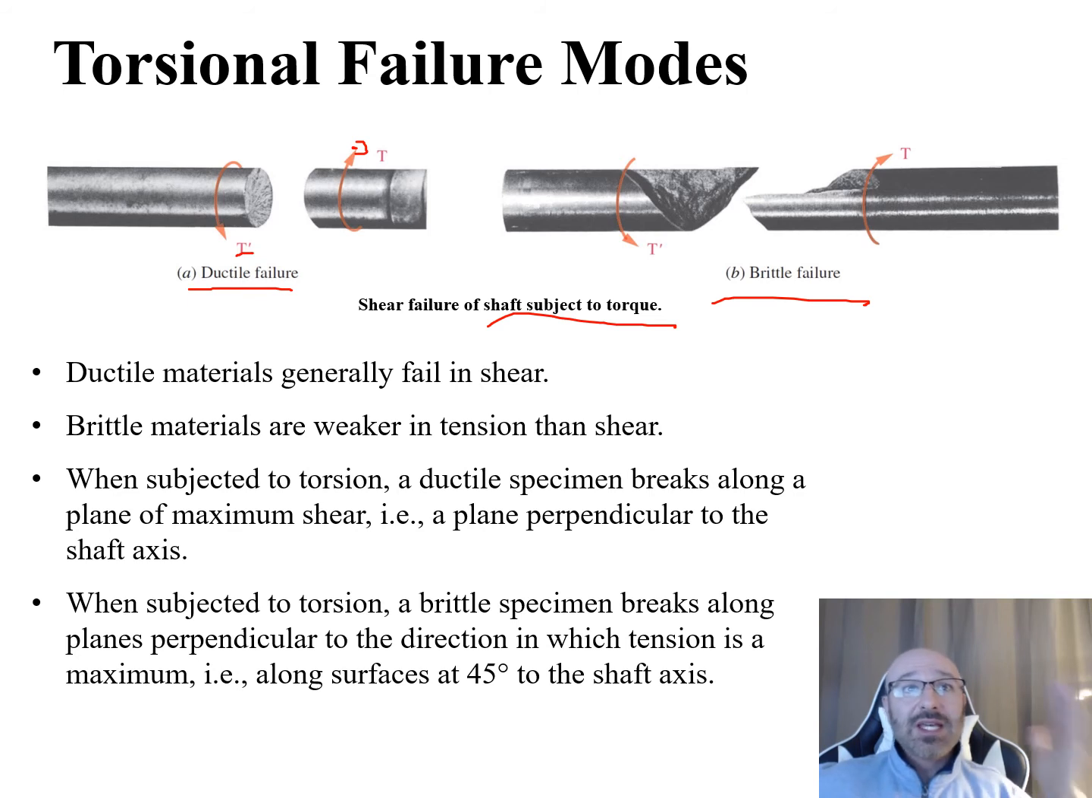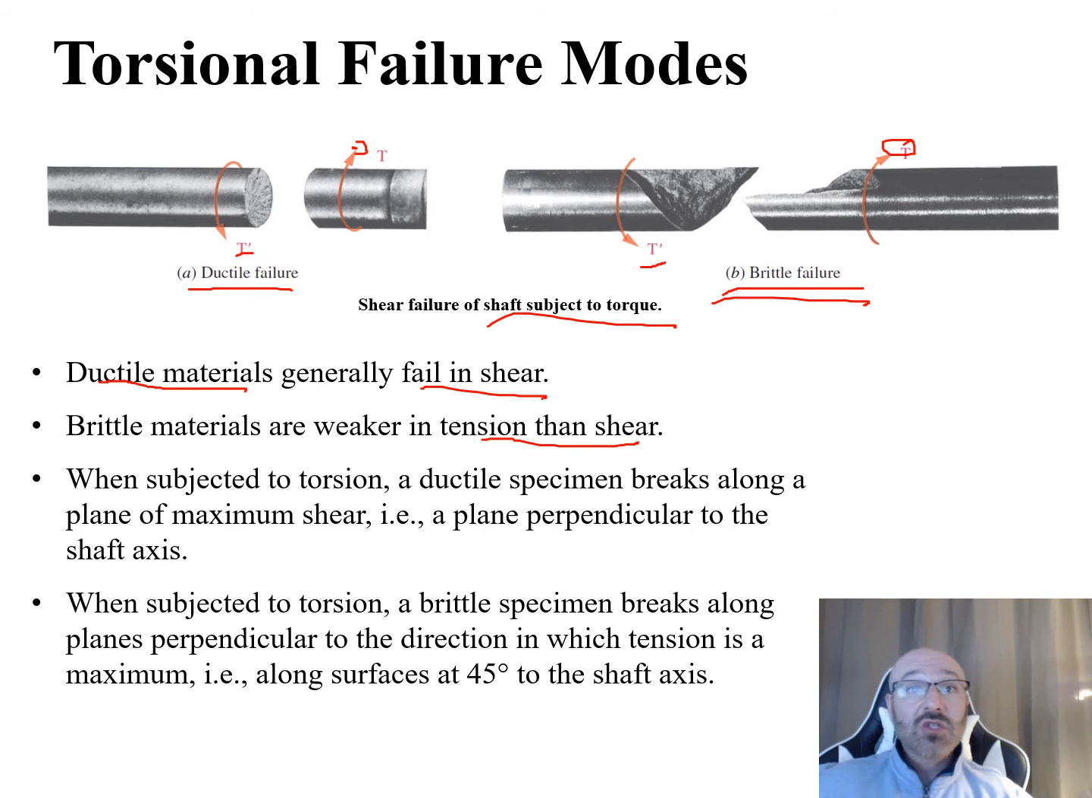It's a very clean break right through there. Whereas we're talking about a brittle failure over here in B, we can see we still have this T and its equal and opposite T prime for the torque. When it's brittle, we can see it snaps along this distance, giving this kind of twisted shape to the break. So what this is saying is that these ductile materials that we see in part A generally fail in shear, whereas these brittle materials are weaker in tension than they are in shear.